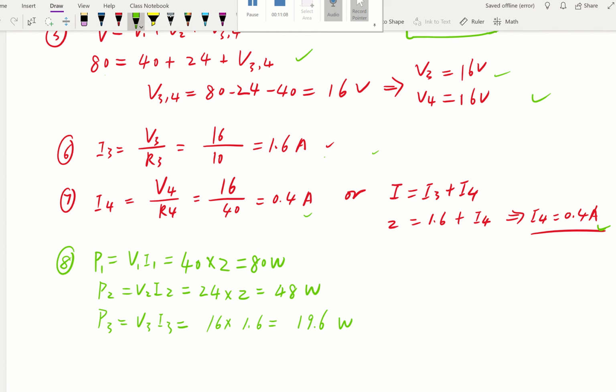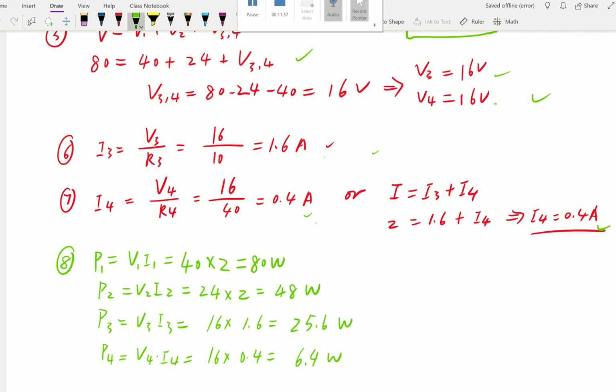Is that correct? Let's see. Oh, wrong. This is not right. It's 25.6. Then P4 is going to be equal to, the voltage here is also 16 volts, and I4 is 0.4. That's going to give us 6.4 watts.